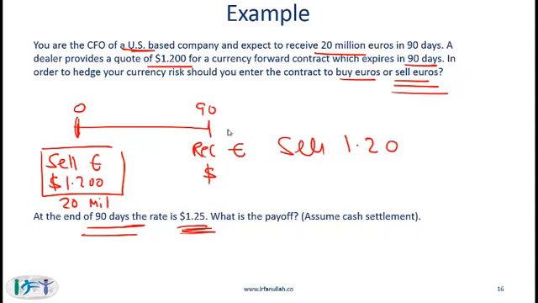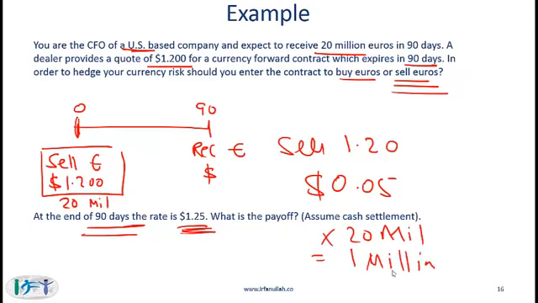So on a per euro basis, you are losing $0.05. The total loss would be 0.05 times 20 million, which is 1 million. This is the amount of money that you lose because of the contract that you got into.